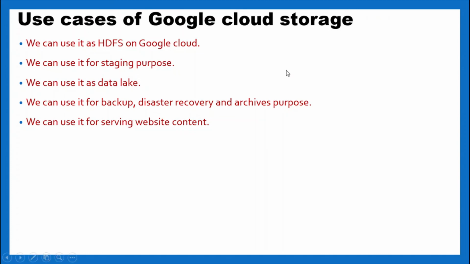We can use it for data lake purposes because we can dump any type of files in Google Cloud Storage. We can use it for backup, disaster recovery, and archival purposes. So we can store Cloud SQL backup or Datastore backup in a GCS bucket, and we can use it for disaster recovery and archive purposes. We can use it for serving website content. This is used by Netflix and Spotify and many other applications that use Google Cloud Storage.